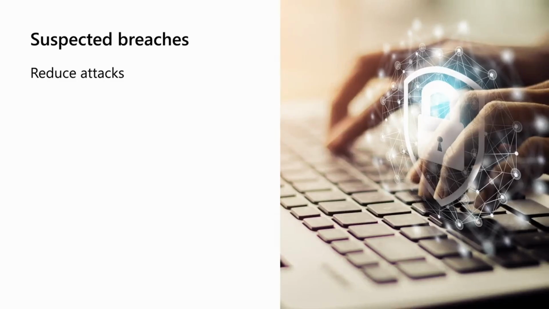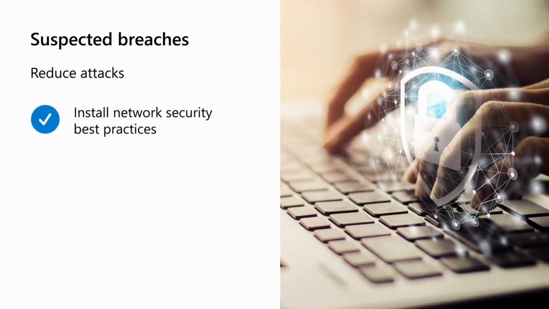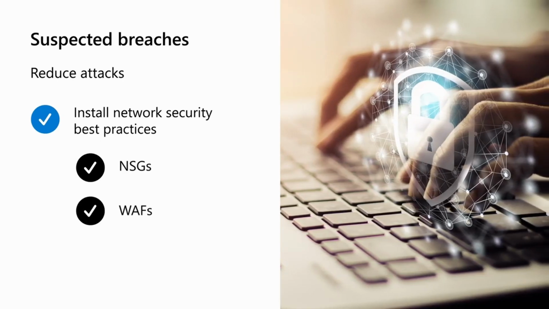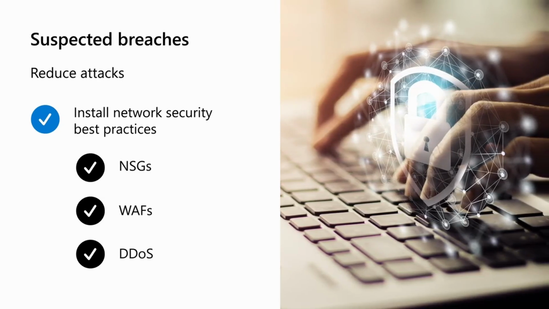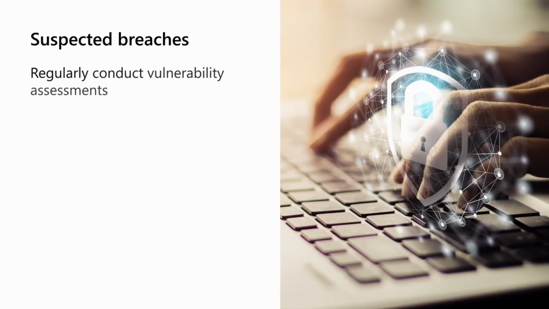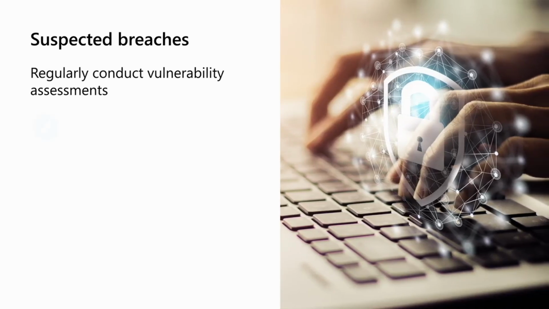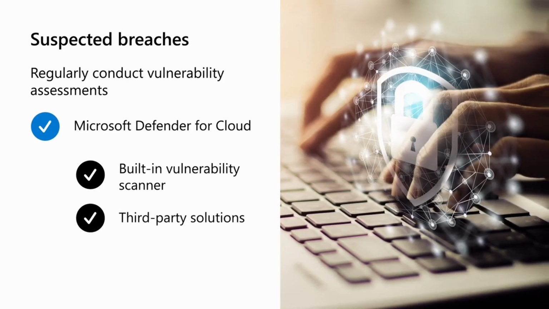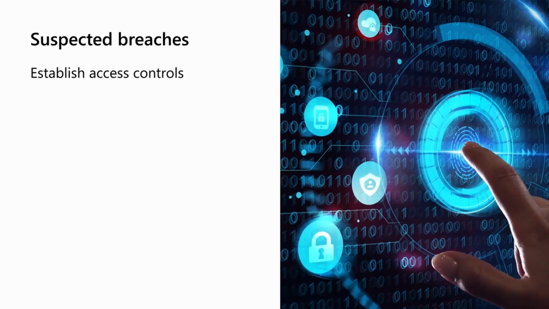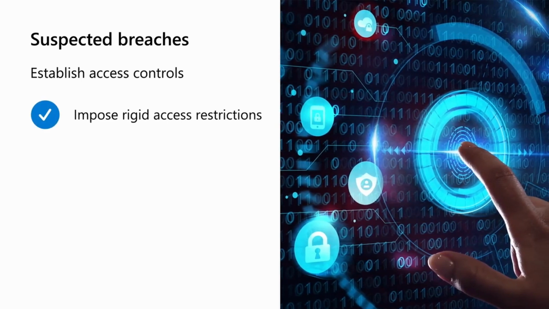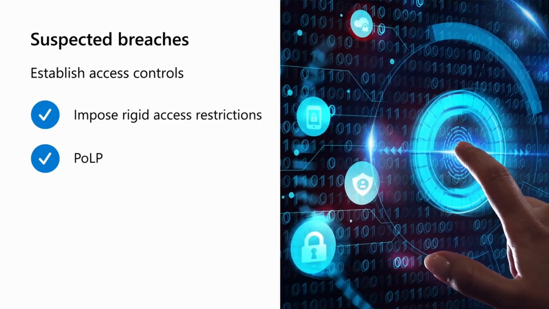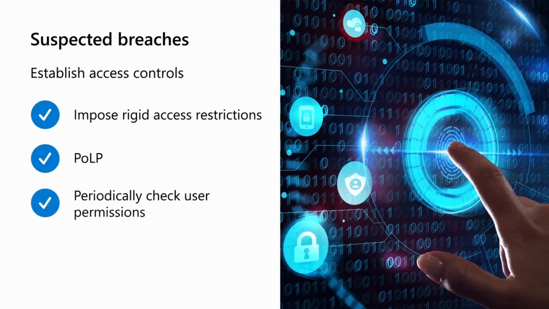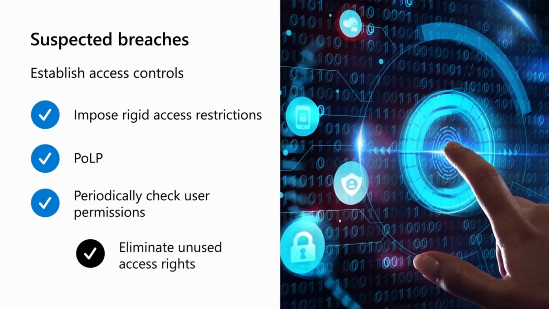To reduce the attack surface, you can install network security best practices like network security groups, NSGs, web application firewalls, WAFs, and distributed denial of service, DDoS, prevention plans. Then, you can regularly conduct vulnerability assessment using tools like Microsoft Defender for Cloud's built-in vulnerability scanner or third-party solutions. Following that, you can establish access controls to impose rigid access restrictions based on the principle of least privilege, or POLP, or PULP. To lower the risk, you must periodically check user permissions and eliminate unused access rights.